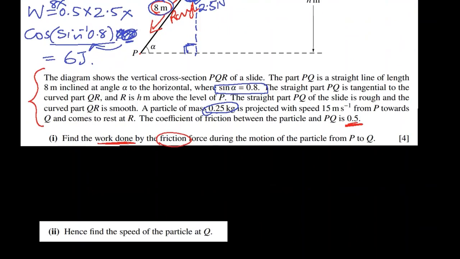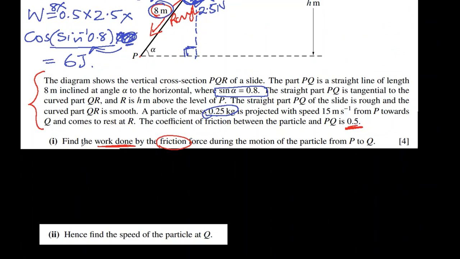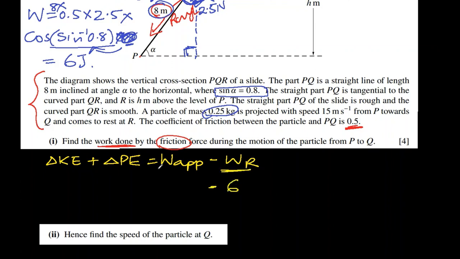So you should know this basic equation for finding the velocity, the work energy equation, which is delta KE, the difference in kinetic energy, plus delta PE, the difference in potential energy, is the work done by the applied force minus work done by the resistive force. The work done by the resistive force is known to us, 6. There is no applied force. Once it was thrown, it was thrown.